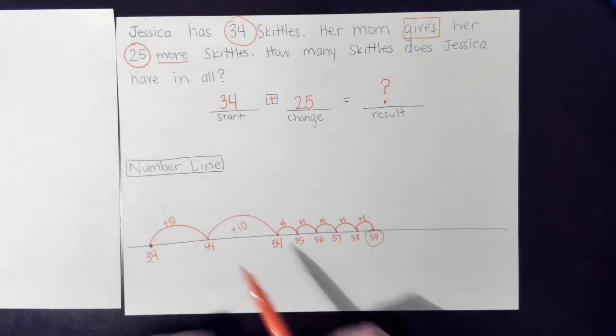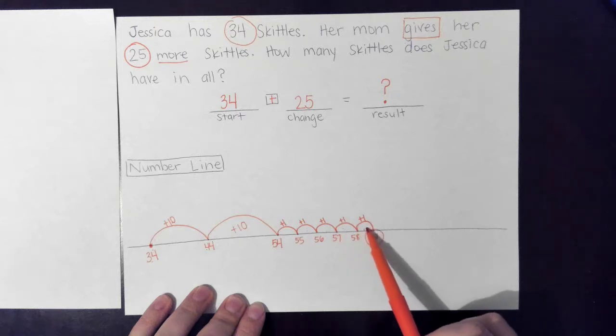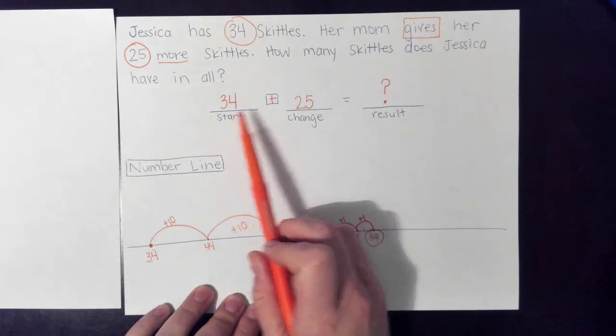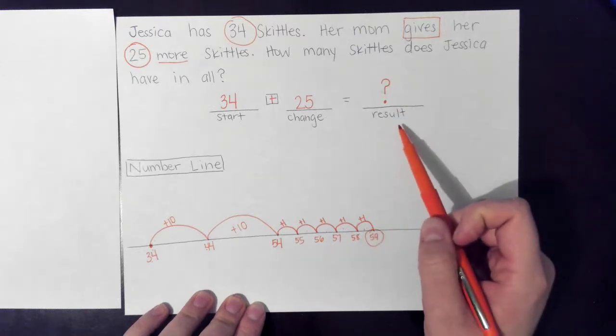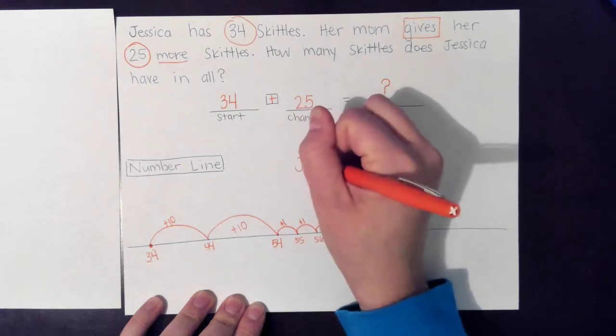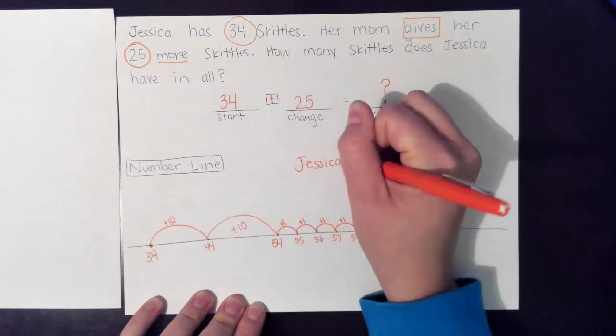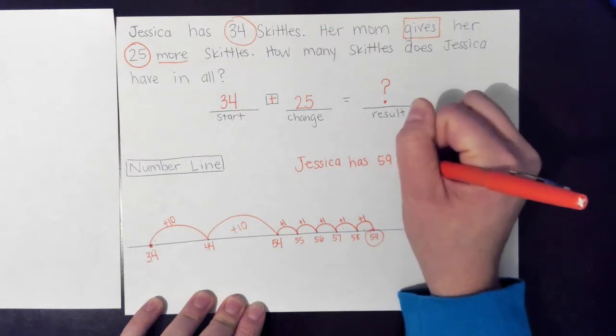So I know I can look and say I have 10, 20, 21, 22, 23, 24, 25. So I did add 34 plus 25. I now know that my result is 59. So I'm going to write that Jessica has 59 Skittles.